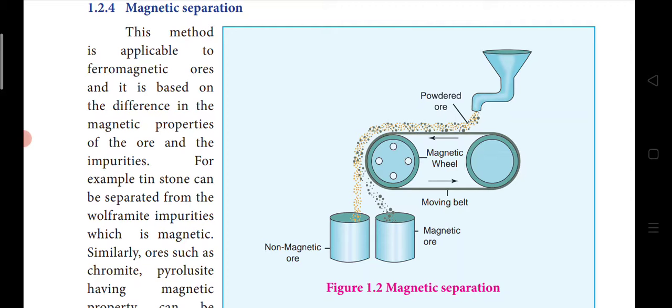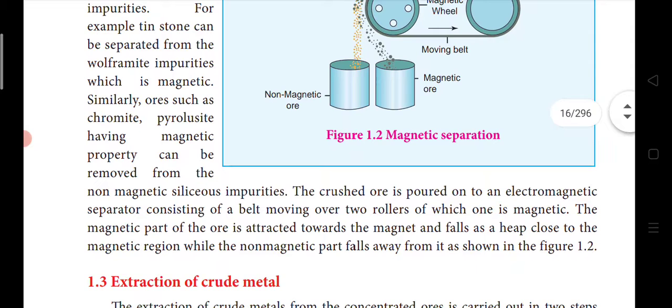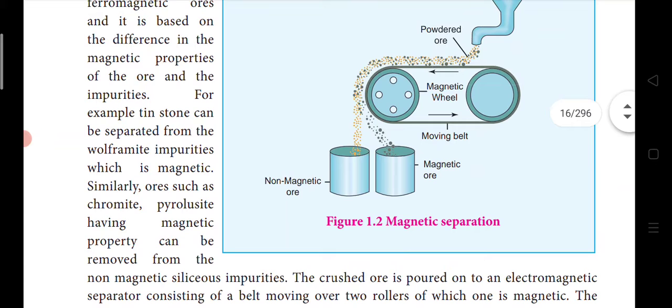The crushed ore is poured into an electromagnetic separator consisting of a belt moving over two rollers, one of which is magnetic. The magnetic part of the ore is attracted towards the magnet and falls as a heap close to the magnetic region, while the non-magnetic particles will fall away from the belt. Is it clear? All the magnetic particles will be separated on one side because of the magnetic moving belt, and the non-magnetic particles will be removed on the other side.